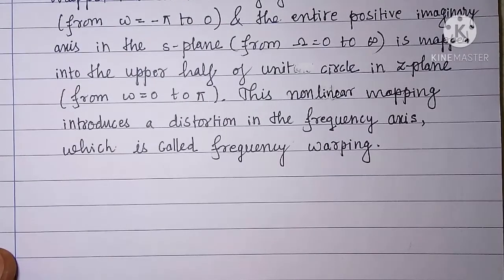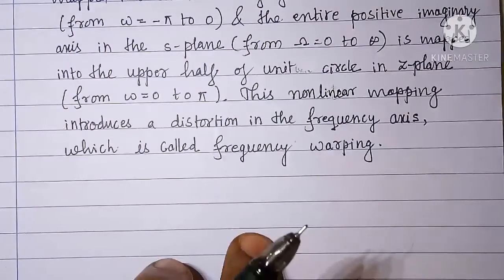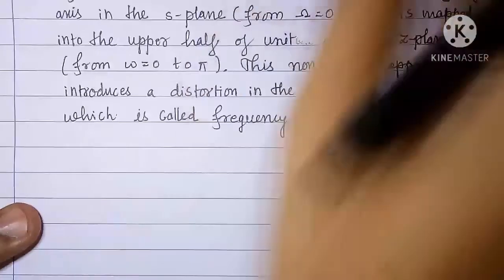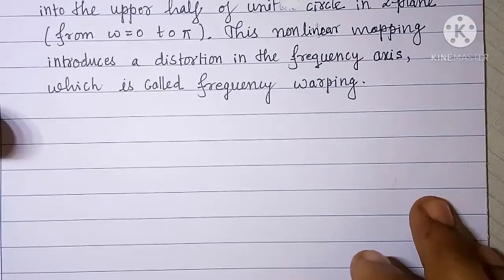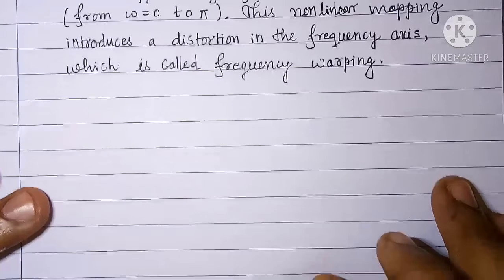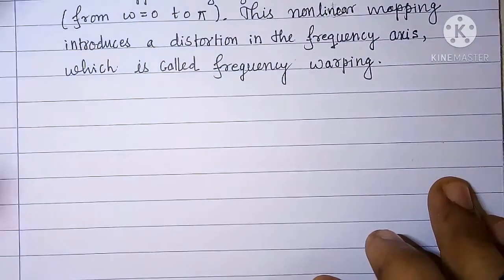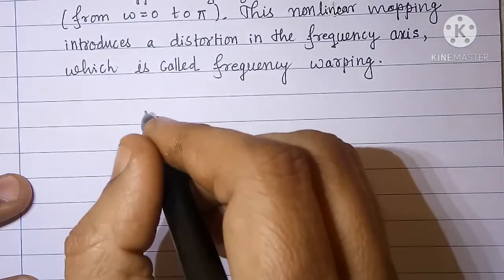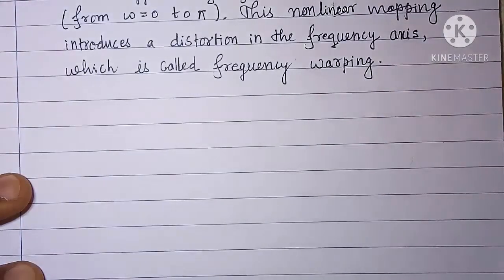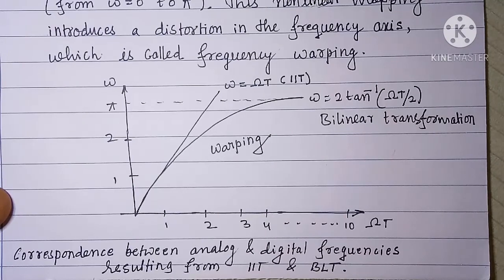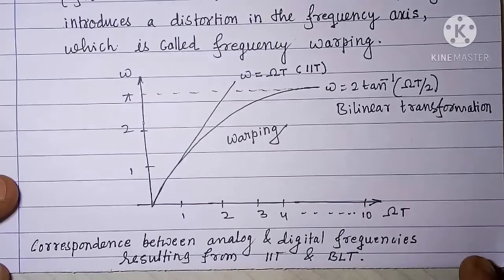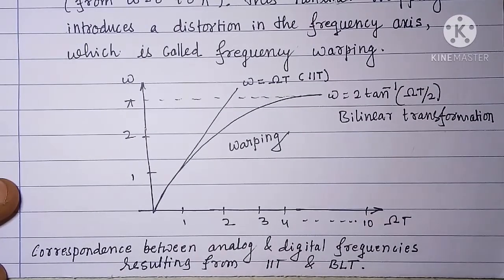Dear students, I advise all of you to verify the above said statements by taking different values for capital omega, that is analog frequency, as given in brackets, and by obtaining corresponding digital frequency, that is small omega. Now in this graph you can see mapping between analog frequency and digital frequency for IIT and BLT.